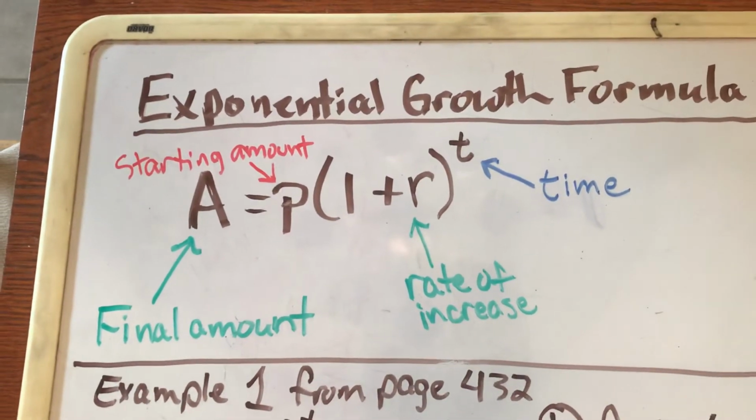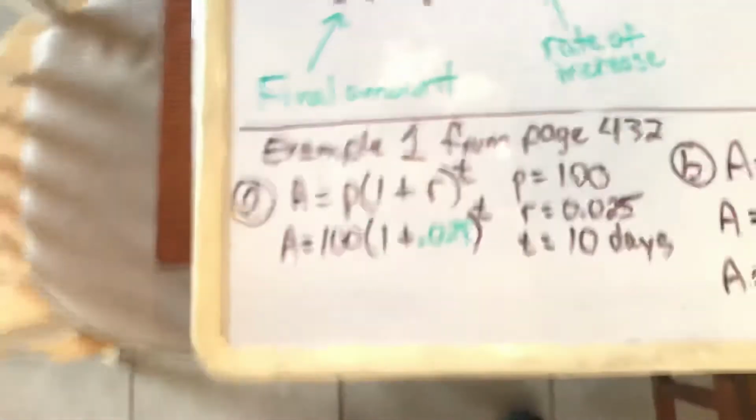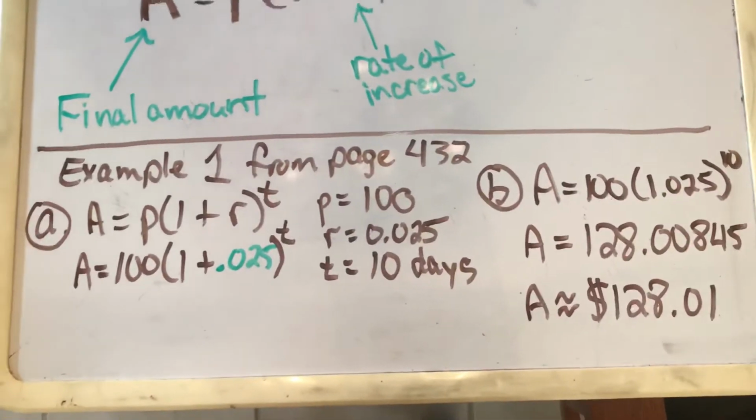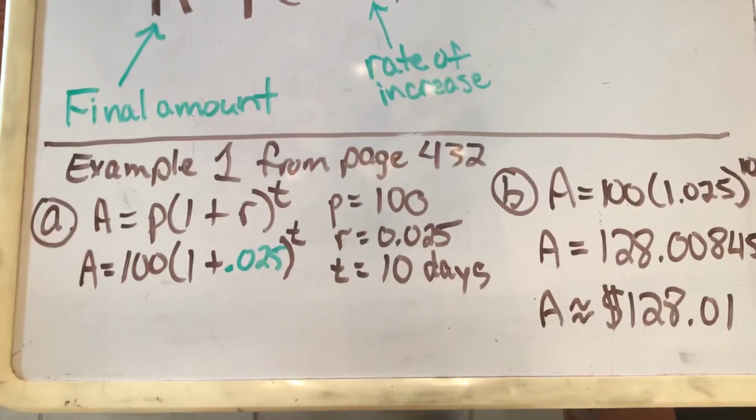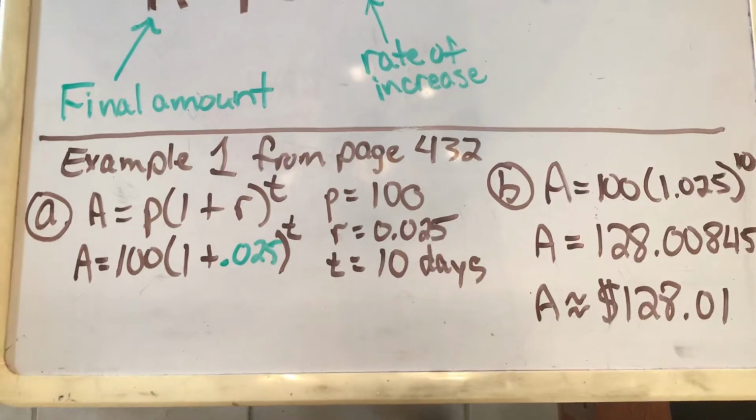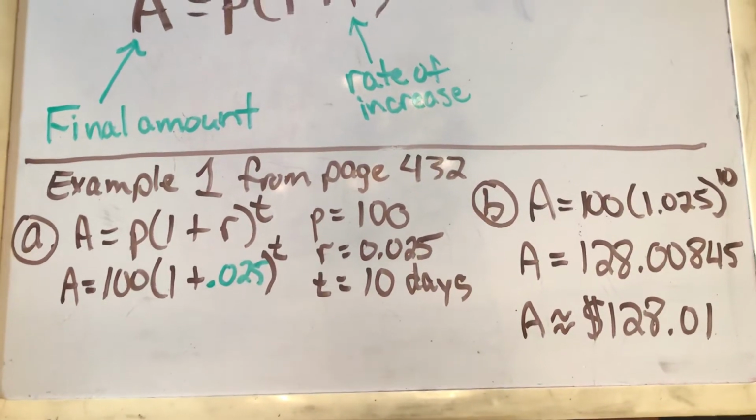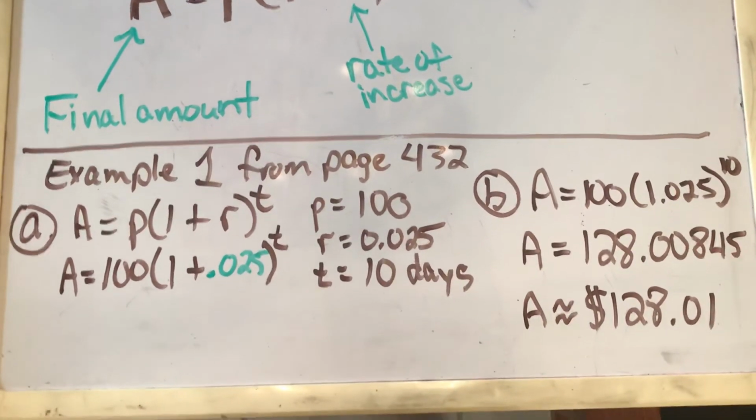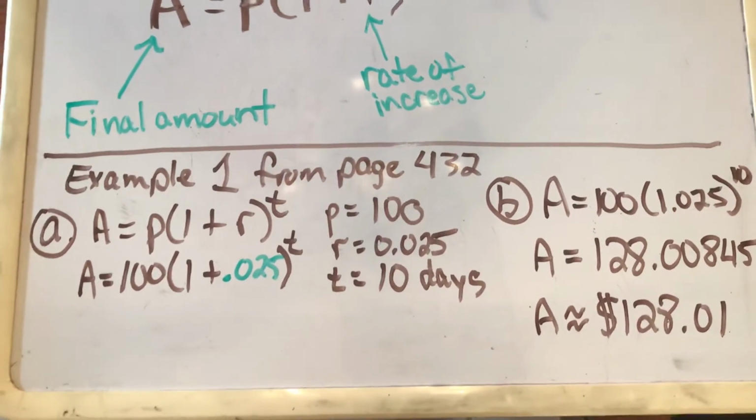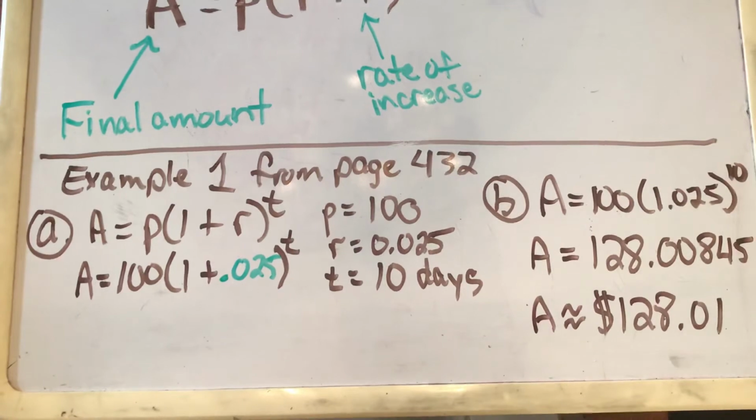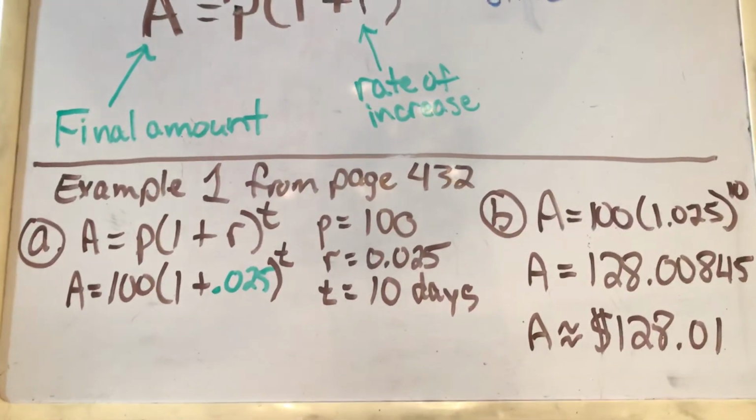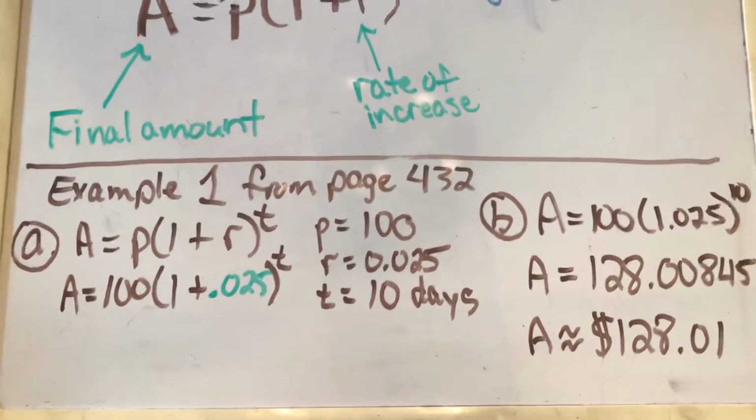Okay, so to use the formula, I want you to go to example 1 on page 432, and we're going to see an example of a radio contest. The radio contest offers a $100 prize, and if nobody claims the prize on that day, the next day the prize will increase by 2.5%. Now, what radio show would increase something by 2.5%? I don't know. That's why it's a fictitious radio show.